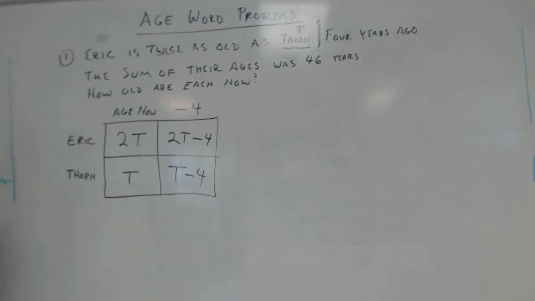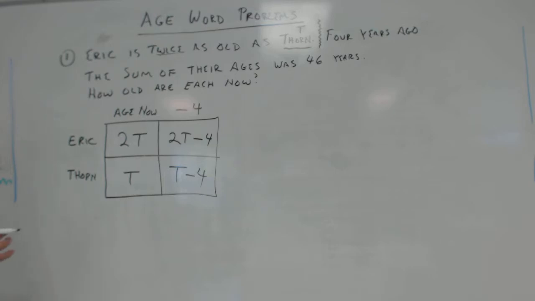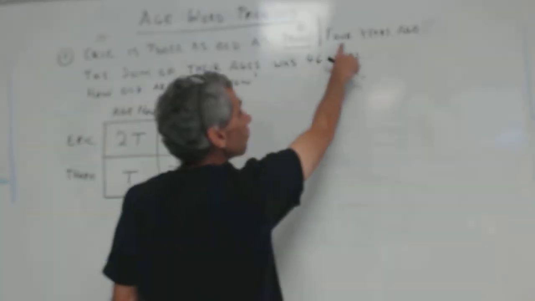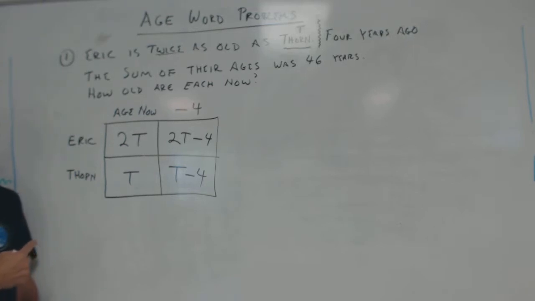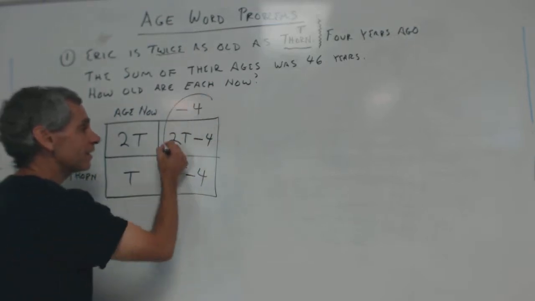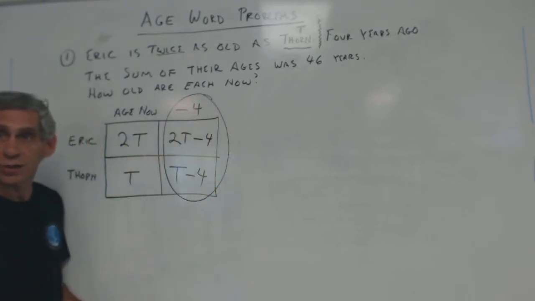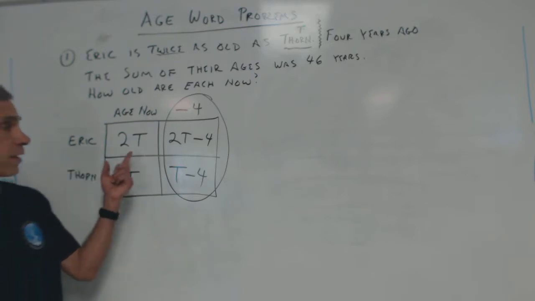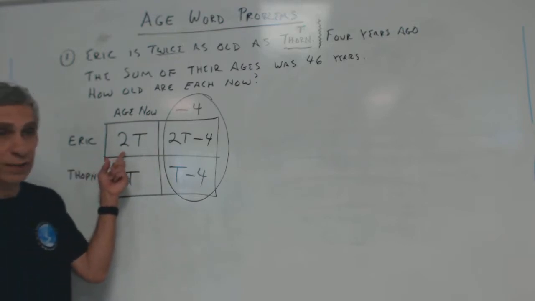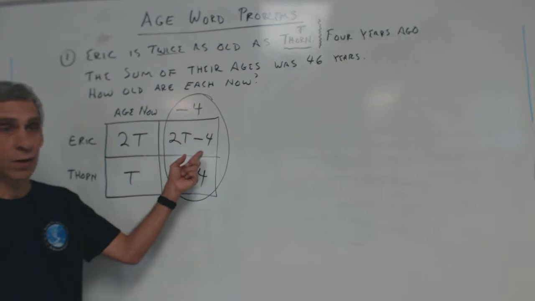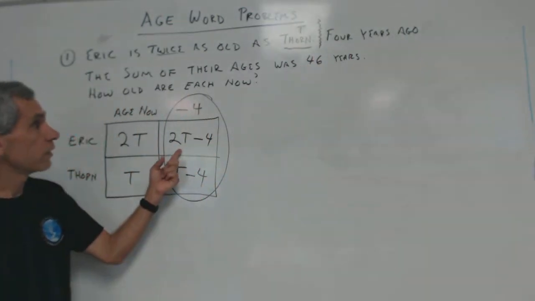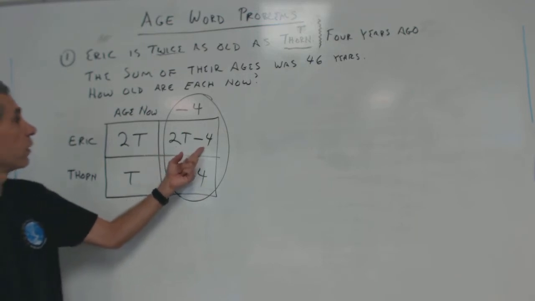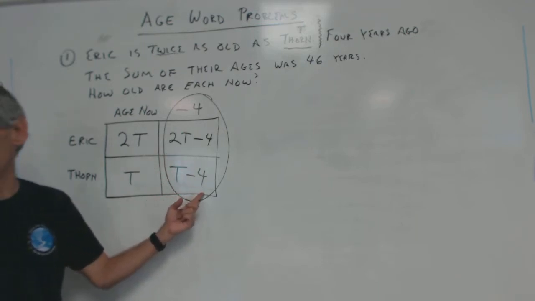All right. Now that my whole thing is filled out, I can read past that period, and it says 4 years ago. Which column is 4 years ago? The second one. That's the column we're going to use. So whenever it says Eric, Eric is not 2t. Eric is 2t minus 4, because we're talking about 4 years ago now. Whenever it says Eric, we're going to use 2t minus 4. Whenever it says Thorn, we're going to use t minus 4.